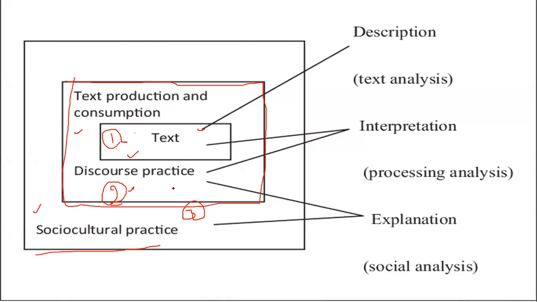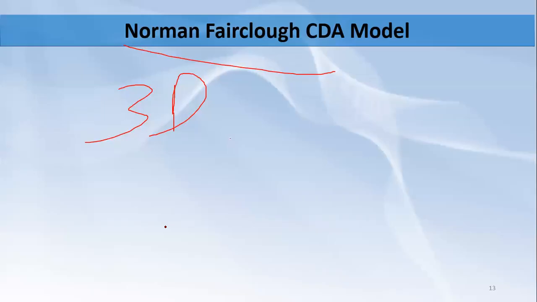So let's begin discussing these three points one by one, when we take a text for analysis using the model proposed by Norman Fairclough.